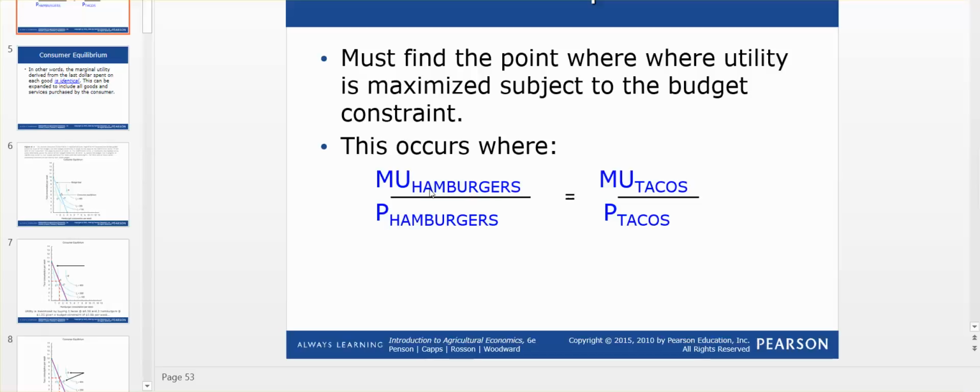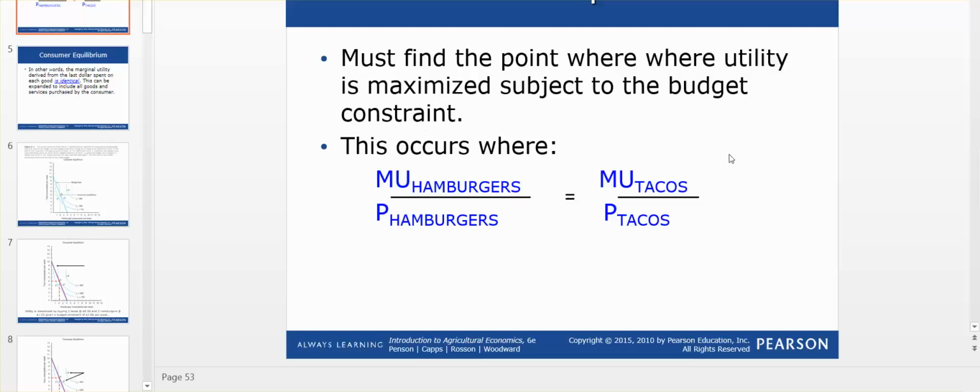Now, if you take the marginal utility of the hamburgers and divide it by the price of the hamburgers, and compare that to the marginal utility of the taco divided by the price of the taco, if, for example, the number comes out higher for the hamburger, that means you have a higher utility for the hamburger, and the consumer would buy more hamburgers. However, if the number for the tacos comes out higher than the hamburger, then you buy more tacos. When the 2 are equal, that's when you have an equilibrium.